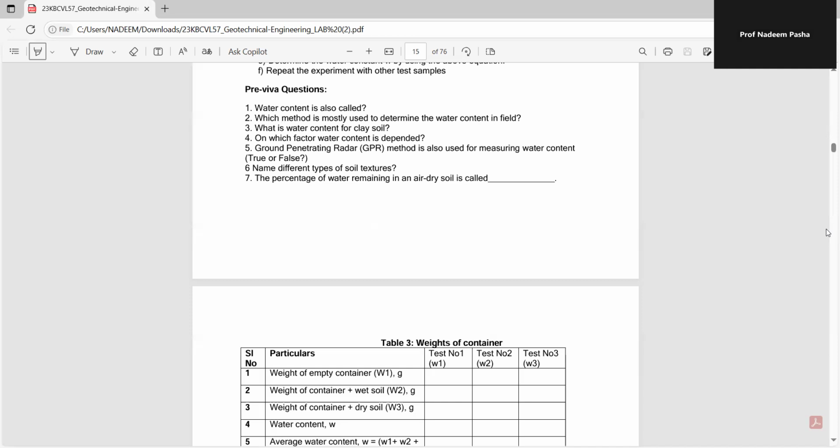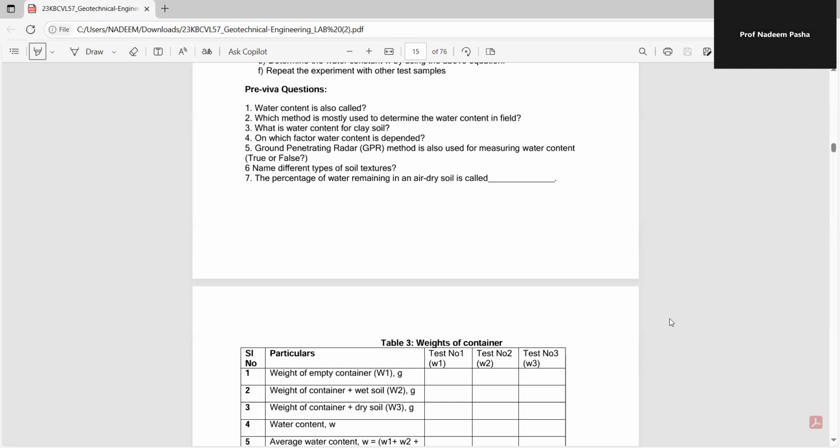Water content depends on the soil properties. Ground penetrating radar method is also used for measuring water content. True or false? No, false. Name different types of soil textures. Kaolinite, montmorillonite are also different types of soil textures available. The percentage of water remaining in a dry soil is called water content.